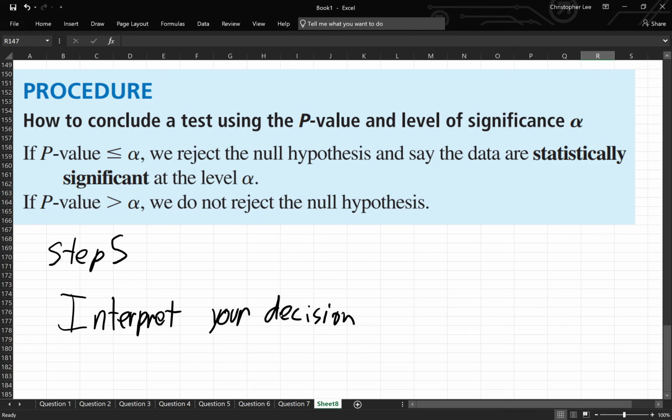Let's say that I fail to reject the null hypothesis. My interpretation would be that there is not enough statistical evidence to conclude that the null hypothesis is not true. Okay? That's the interpretations right there.